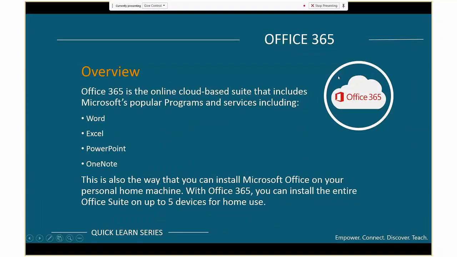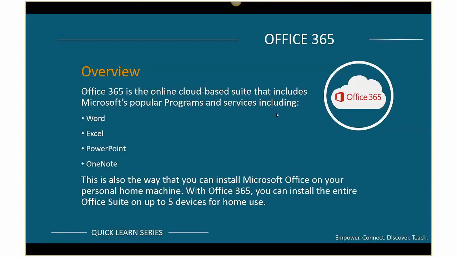Okay, so again, just an overview. What is Office 365? Office 365 is an online cloud-based suite that includes Microsoft's popular programs, so things like Word documents, Excel, PowerPoint, and OneNote. But this isn't the only thing that Office 365 is. This is also the way that you can install Microsoft Office on your personal home machine.